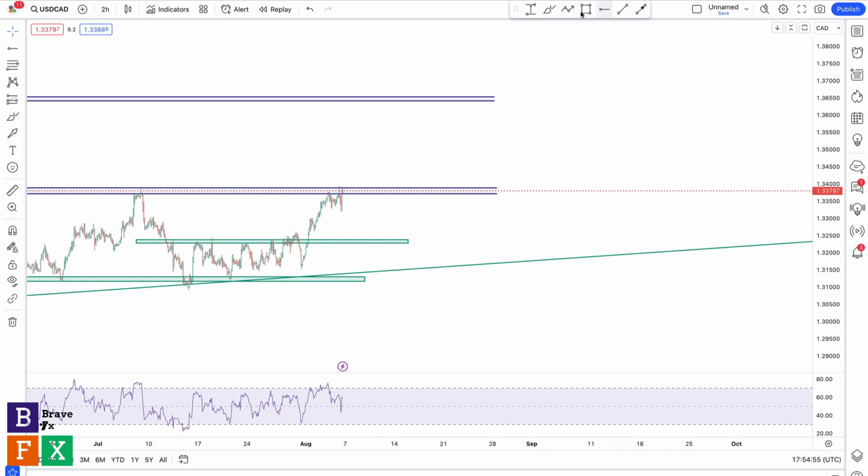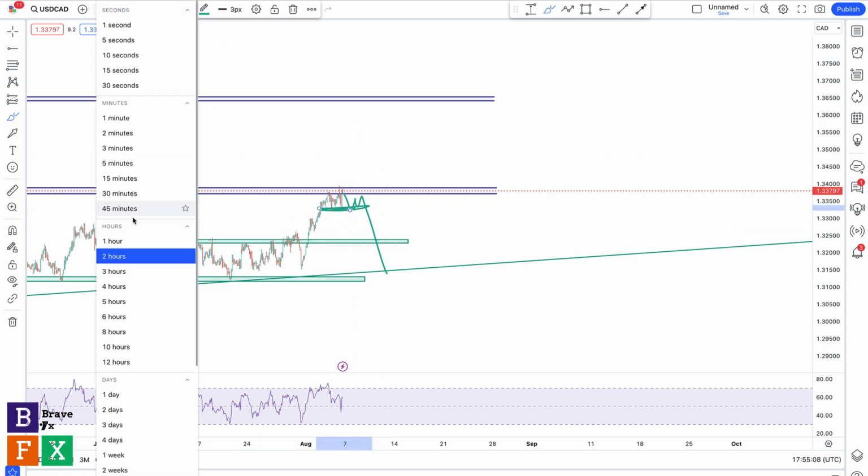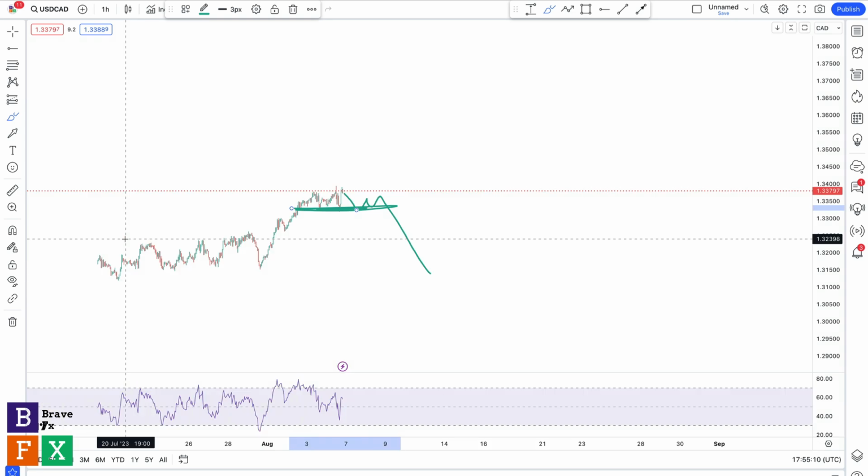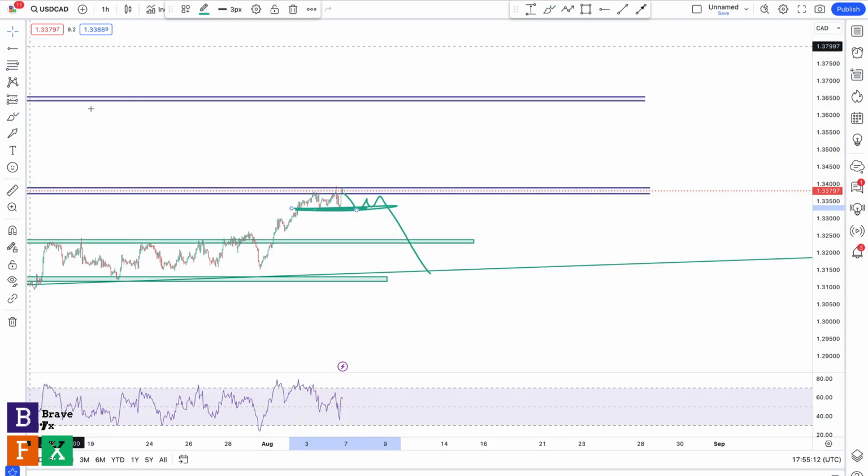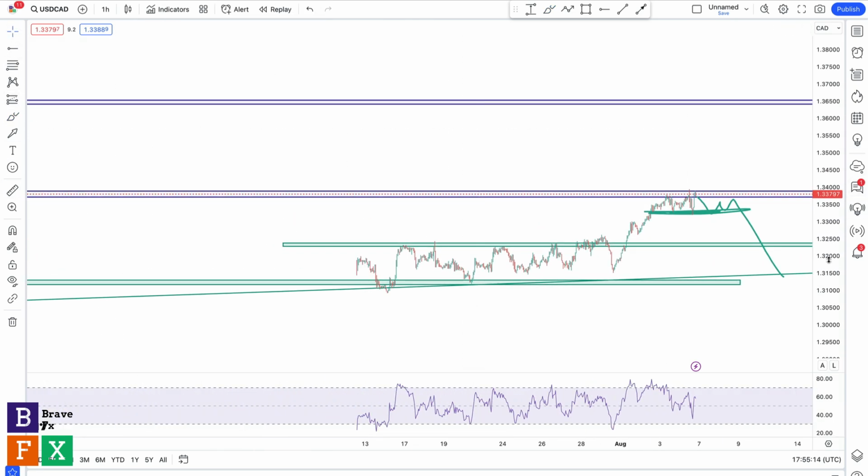So let's say I'm going to wait for a reversal, right? A consolidation, then taking out these lows. So if we take out this support level, that's when I'm going to go short. So let me go to the 1 hour time frame so this is clearly visible, so you understand what I'm talking about. So yeah, this is what I'm talking about.